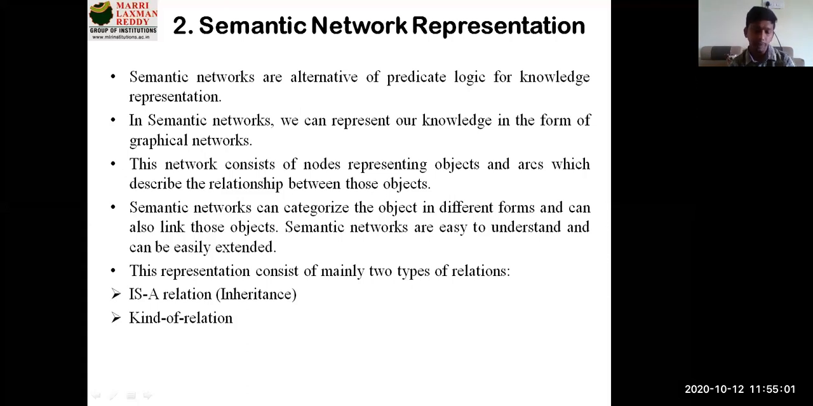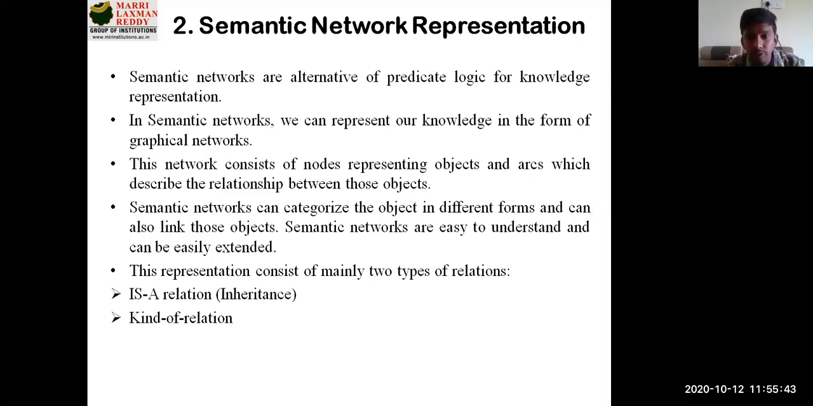The second important approach you need to learn with respect to knowledge representation is semantic network representation, which is part of your syllabus, and which we need to learn thoroughly. From the name itself we can see it is a network connected with a number of statements. Semantic networks are an alternative to predicate logic for knowledge representation. If you are clear with predicate logic, this is the alternative that gives solutions for knowledge representation and reasoning using a network.